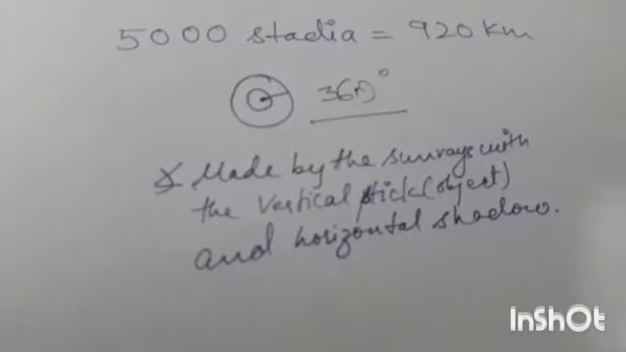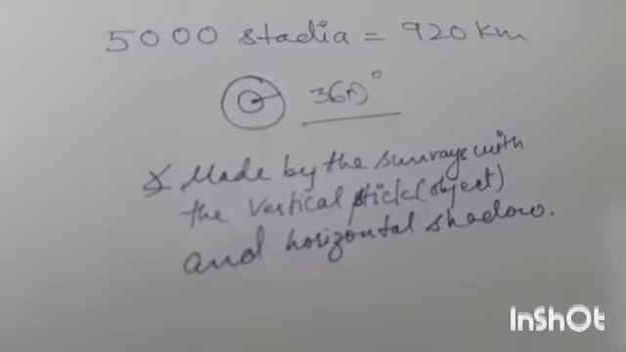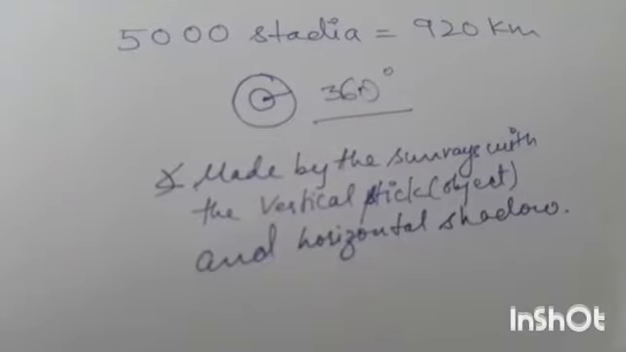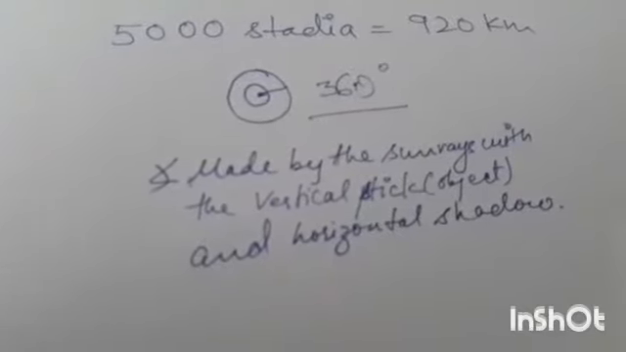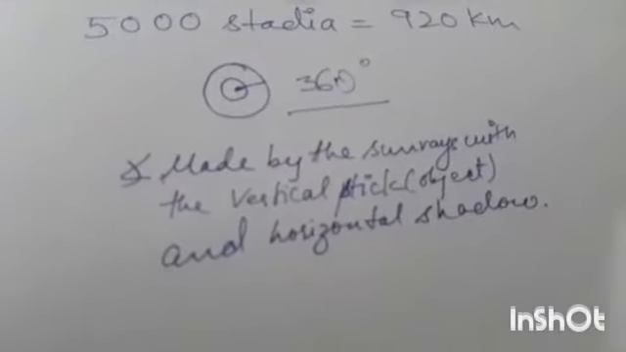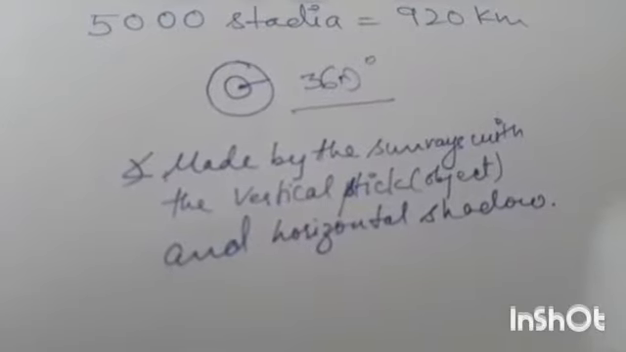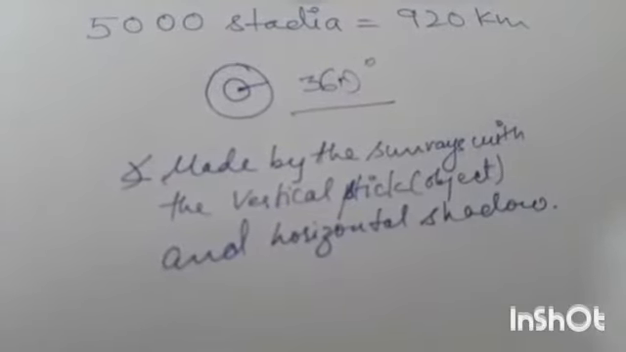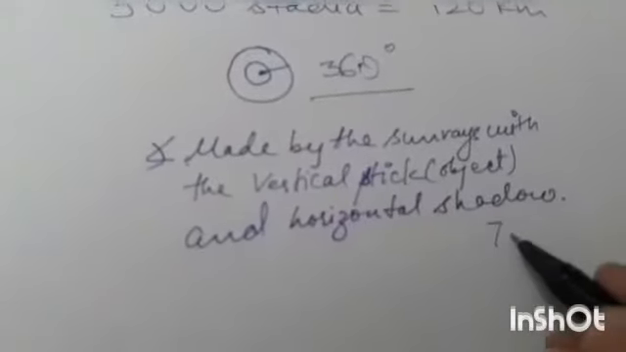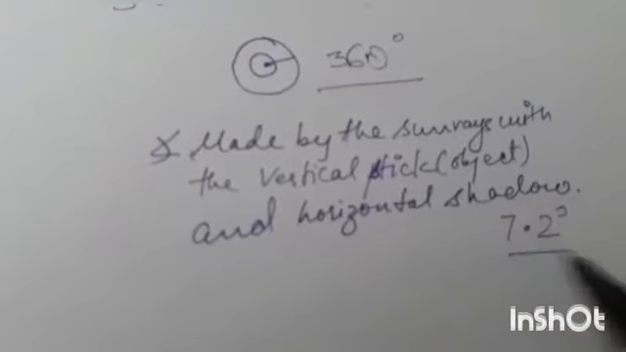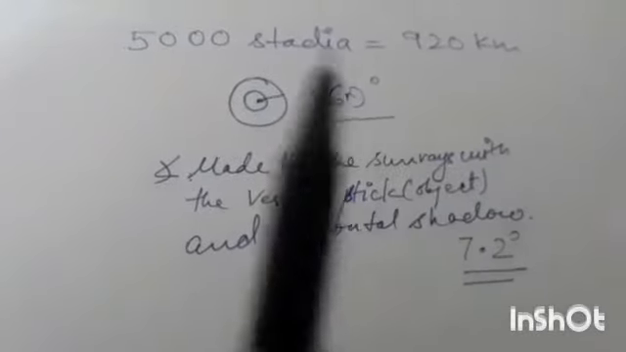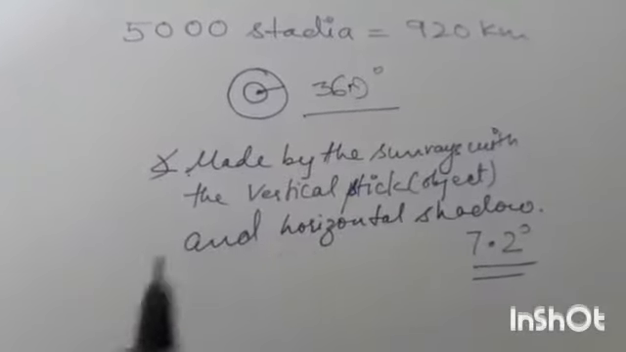Here 5000 stadia is the distance between the two cities, which is equal to 920 kilometers, and 360 degrees, as we know, is a complete angle if we take Earth as a circle. And the third clue he got was the angle made by the sun rays with the vertical object and the horizontal shadow. He found it to be 7.2 degrees, right? With this data, he calculated the circumference of the Earth.